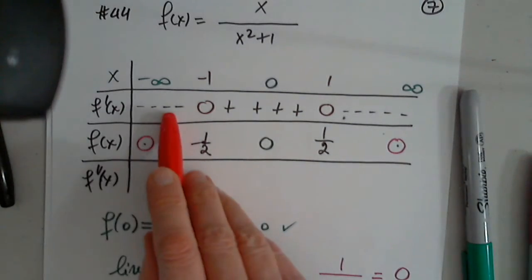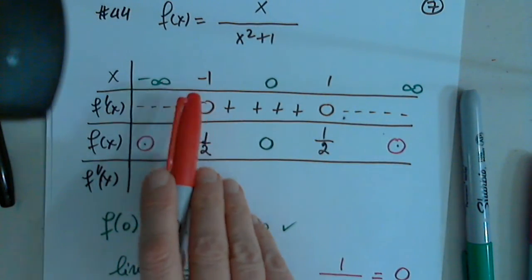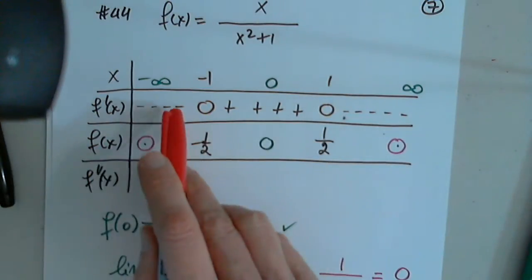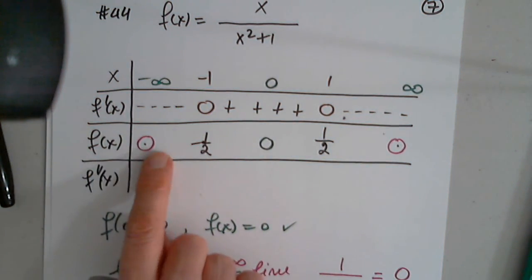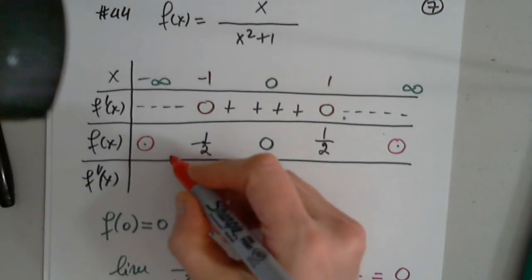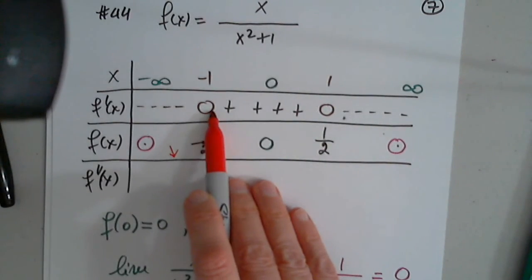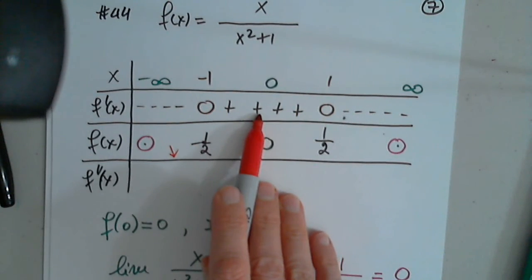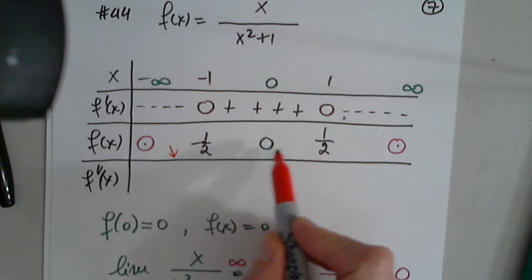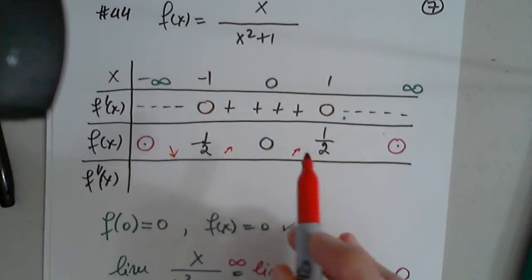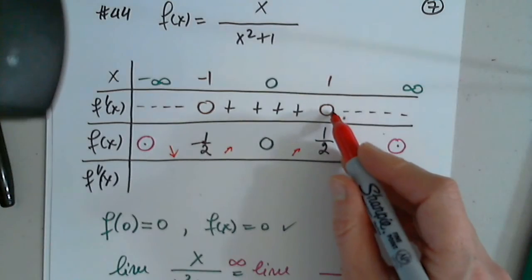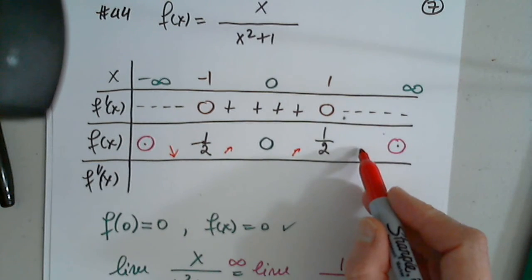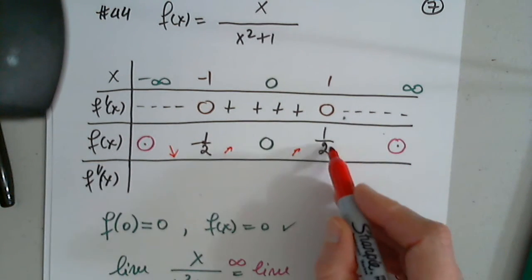Okay, so what does the function do between -infinity and -1? It decreases. Is that true? Yeah. What does it do between -1 and 1? Increases. Is that true? Yes. What does it do between 1 and infinity? It decreases. Is this true? 1/2 down to 0. Yes.